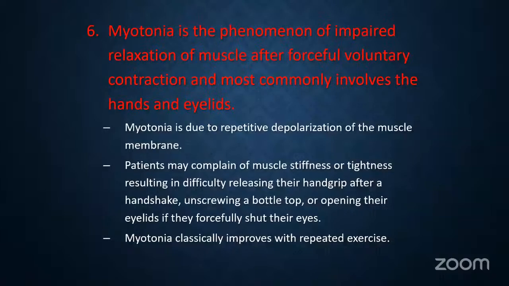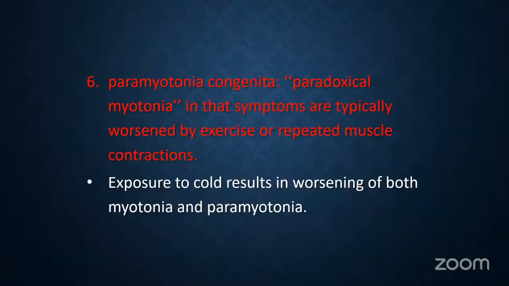Myotonia is the phenomenon of impaired relaxation of muscle after forceful voluntary contraction and most commonly involves the hands and eyelids. Myotonia is due to repeated depolarization of the muscle membrane. The patient may complain of muscle stiffness or tightness resulting in difficulty releasing hand grip after a handshake, unscrewing a bottle top, or opening their eyelids if they forcefully shut their eyes. Myotonia classically improves with repeated exercise.